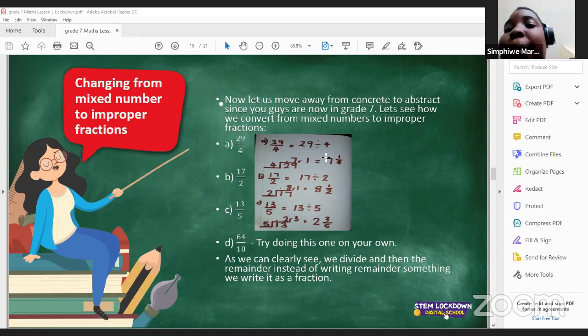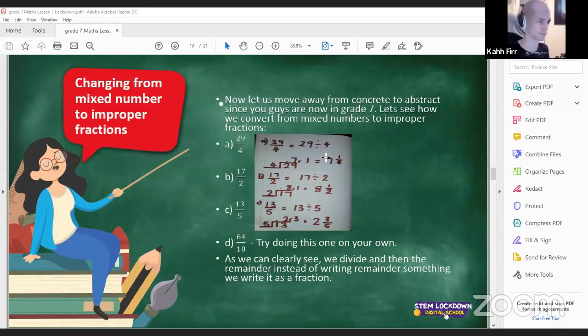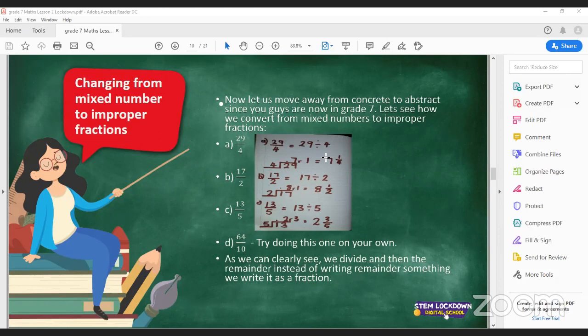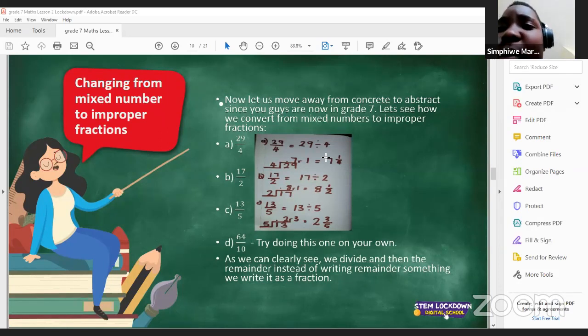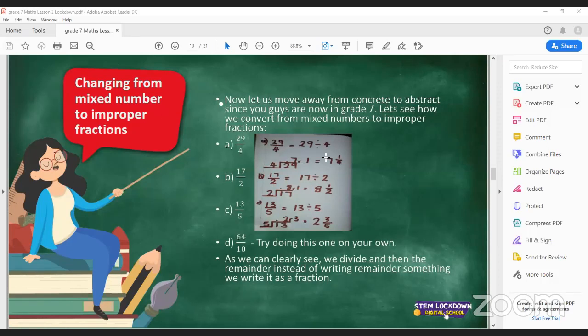So we're saying 29 divided by 4 is 7, ma'am. So the remainder will be 1. So I'm saying now, let's write the remainder. There is 1 remainder.